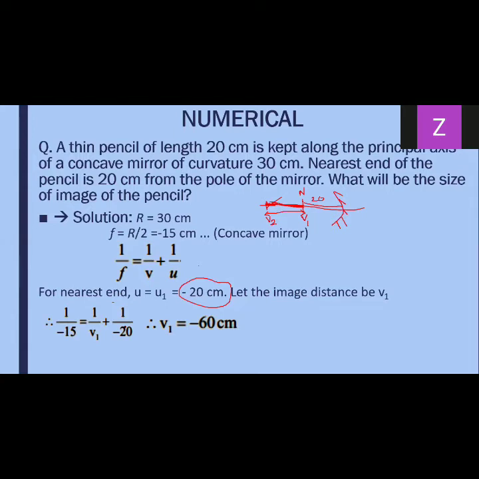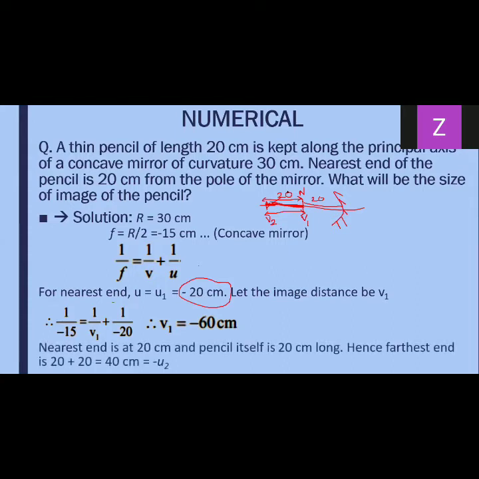Now let's find out where the farthest end is. The nearest end is 20 centimeter, and the length of the pencil is 20 centimeter. So this is 20 plus the pencil length of 20. The farthest end, which is our second object, is going to be at 40 centimeter.